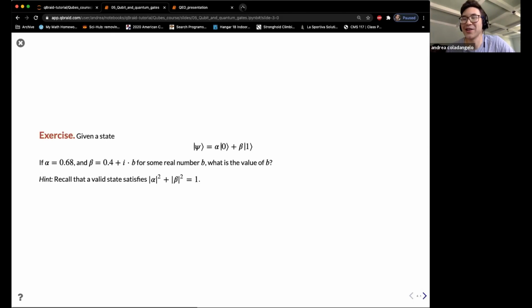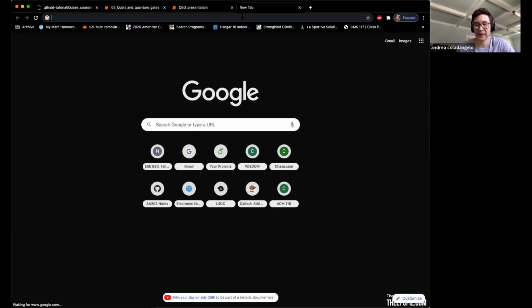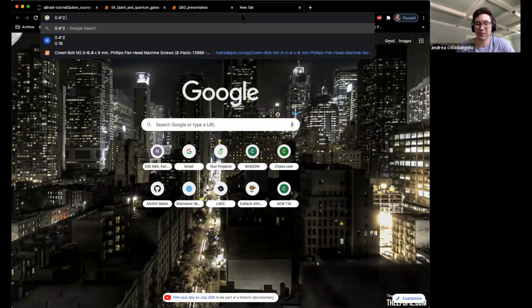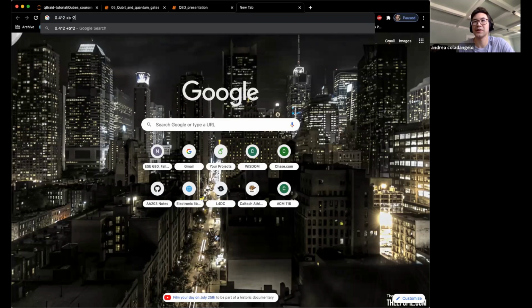I don't know if I want to do the actual calculation. Let me just walk through it in words, okay? We want to use this: modulus of alpha squared plus modulus of beta squared equals 1. So let's expand out the modulus of beta squared. We know that beta is 0.4 plus iB. What is the modulus of beta squared? If you remember, it's the real part squared plus the imaginary part squared. So let me calculate it. It would be 0.4 squared plus b squared. What's 0.4 squared?